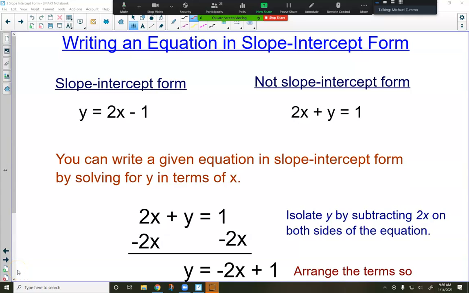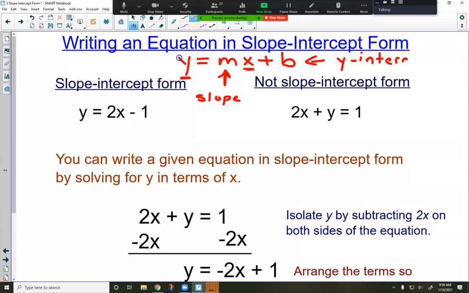Right, so writing an equation in slope-intercept form. Again, we know the slope-intercept form is y equals mx plus b. We know that x and y represent any coordinate on the line. m is our slope, and b is our y-intercept. And that's why it's so creatively named slope-intercept form, because it gives you the slope and the intercept.